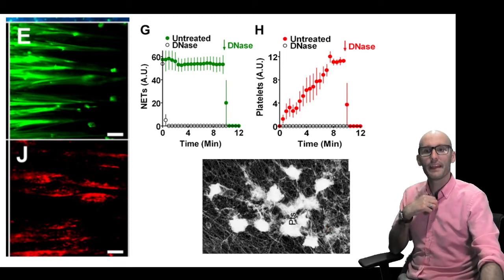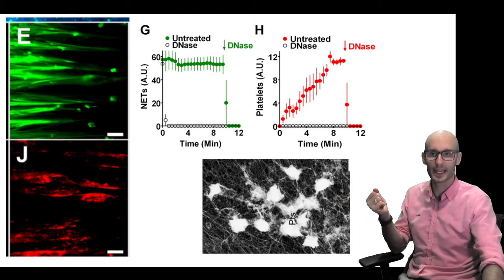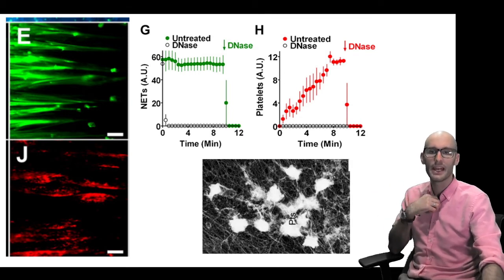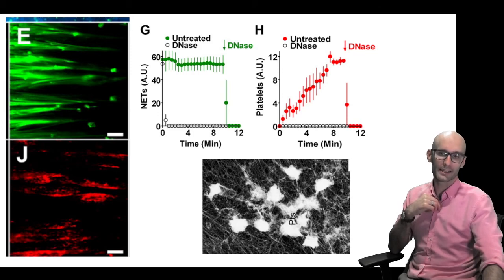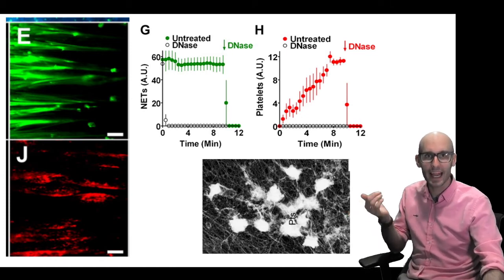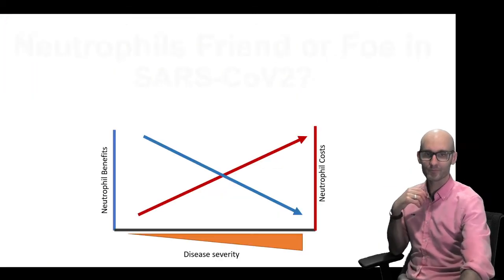They then treated these clots with DNase, an enzyme that digests the DNA, and you can see that you immediately get rid of the nets. Here's the presence of the net in green. You can see it disappears as soon as you put the DNase on. Here's the clot, so the platelets. You can see the clot forming over time, the platelets binding to the DNA over time, and then we give this enzyme that digests the DNA of the nets, and the clot disappears.